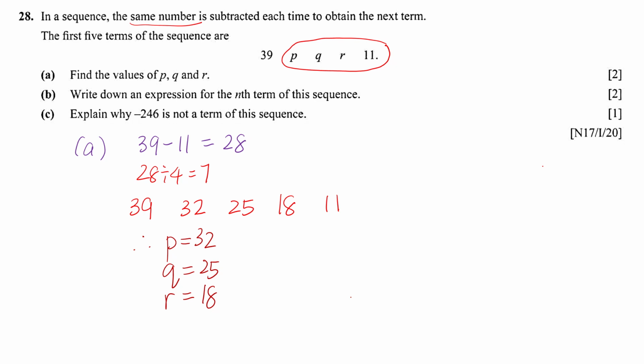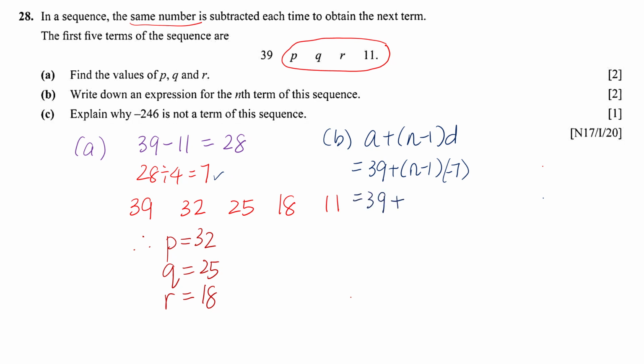Right, so for part B, we're asked to write down an expression. So let's remember the formula. A represents the first term, which is 39. The difference between them, we worked out to be 7. So it's a negative 7, because you actually subtract. You take 39 minus 7 to get 32, 32 minus 7 to get 25. So make sure you put the negative there.